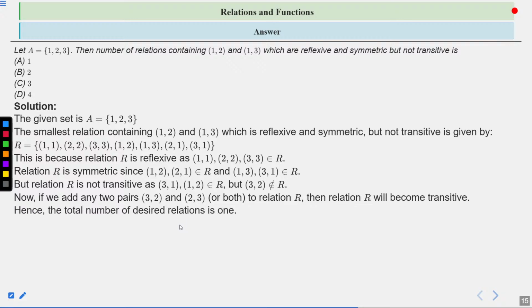Hence the total number of desired relations is 1. So there will be only one relation from the set A to A which must contain the elements (1, 2) and (1, 3), and which is reflexive, symmetric, but not transitive. Got it? So option A is the right answer. Clear? The correct answer is option A, 1. There must be only one relation.